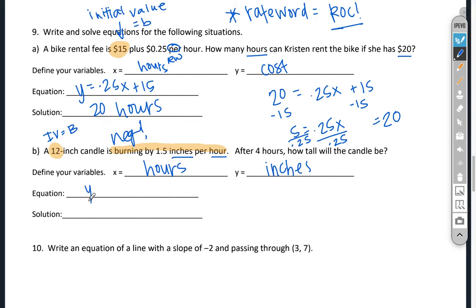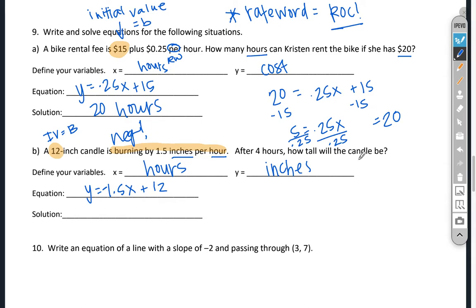So we'd have Y equals, M is our rate of change, which is 1.5 inches per hour, so 1.5x. And then, negative, make sure we're writing that as a negative because we're burning. And then initial value is 12, so plus 12. Negative 1.5x plus 12.